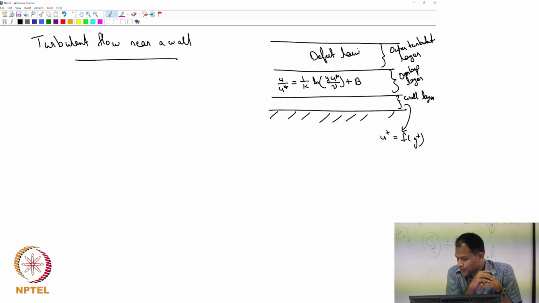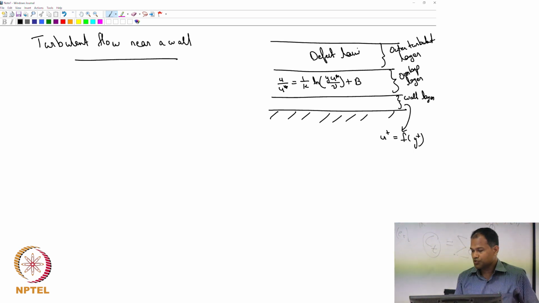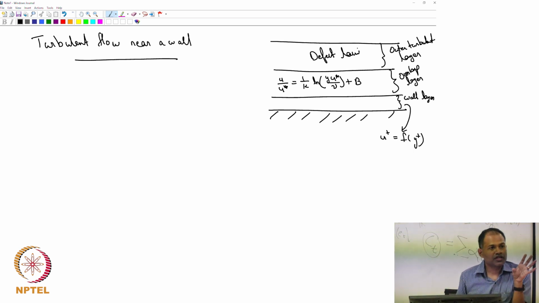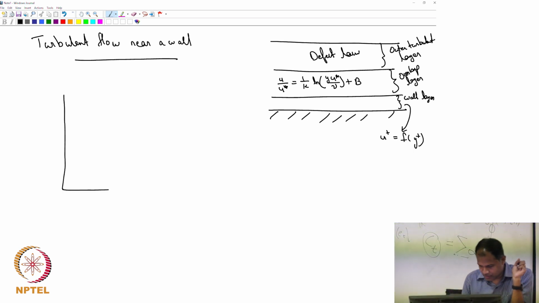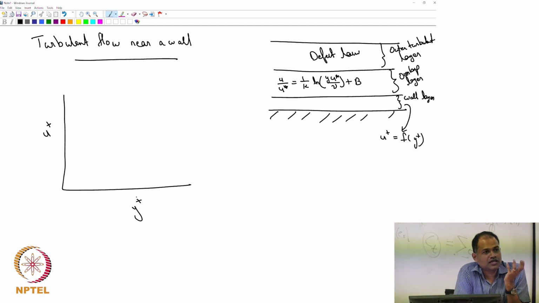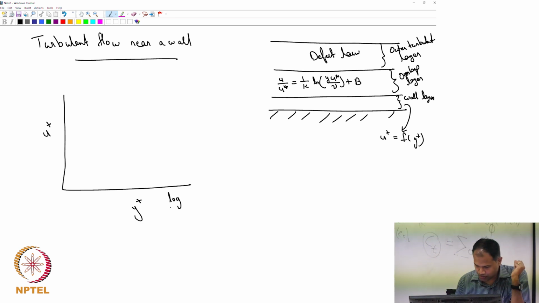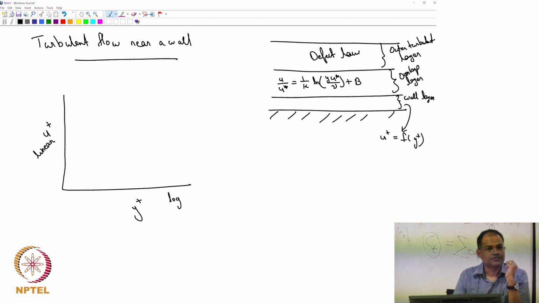So what I'm going to do now is draw a diagram showing the velocity profile in these three layers, using u plus and y plus. These are the velocity and distance variables that I'm going to use throughout, and I'll keep my x-axis as log and y-axis as a linear scale.